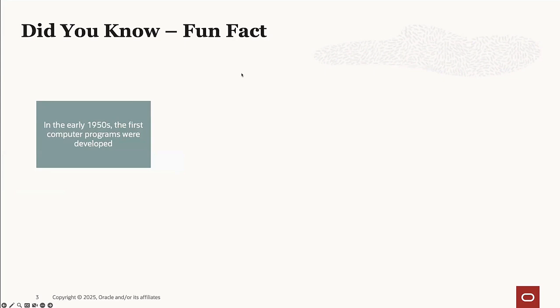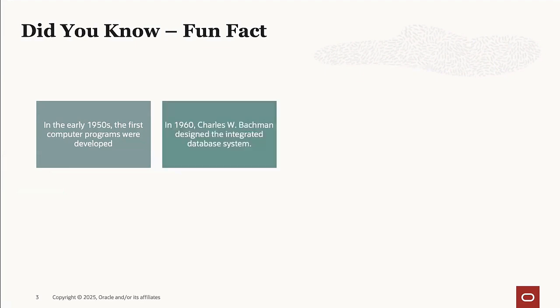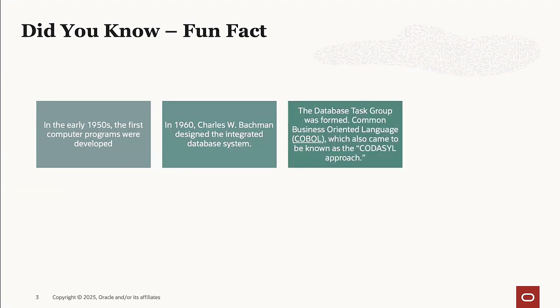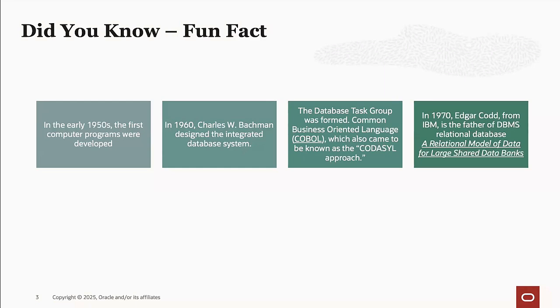So, Anand, I thought I'd kick us off with some fun facts about things that happened in our lifetime about databases and storage. Did everybody know that in the early 1950s, the first computer programs were developed? And then in 1960, Charles Bachman designed the integrated database system. From that, there was a task group called the Database Task Group, called the Common Business Oriented Language, called COBOL. I actually did some COBOL programming in school, not fun programming, quite honestly, but I'm completely surprised that it's still used today. This also came to be known as the CODASYL approach. But in 1970, really the father of the relational database was Edgar Codd. He worked for IBM and he wrote this paper, a relational model of data for large shared databases.